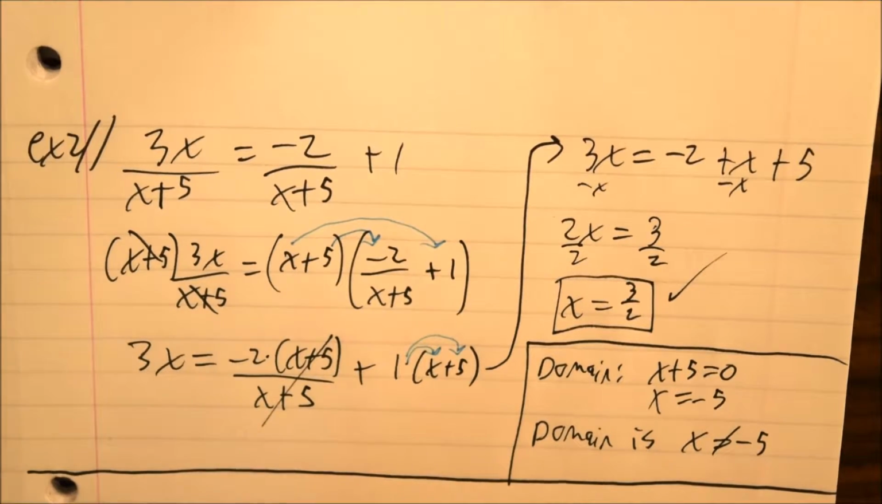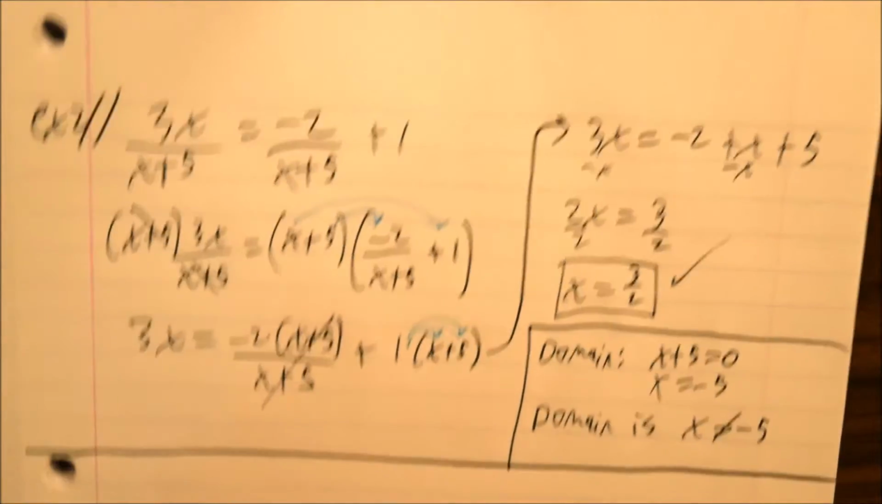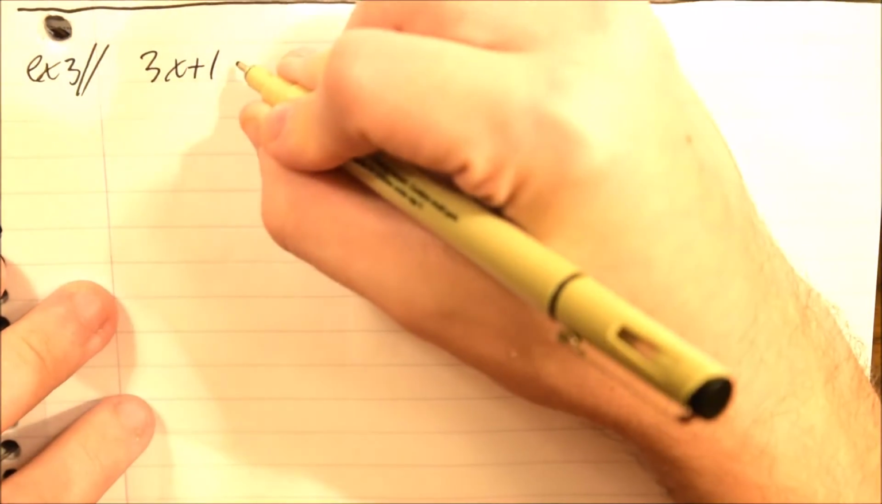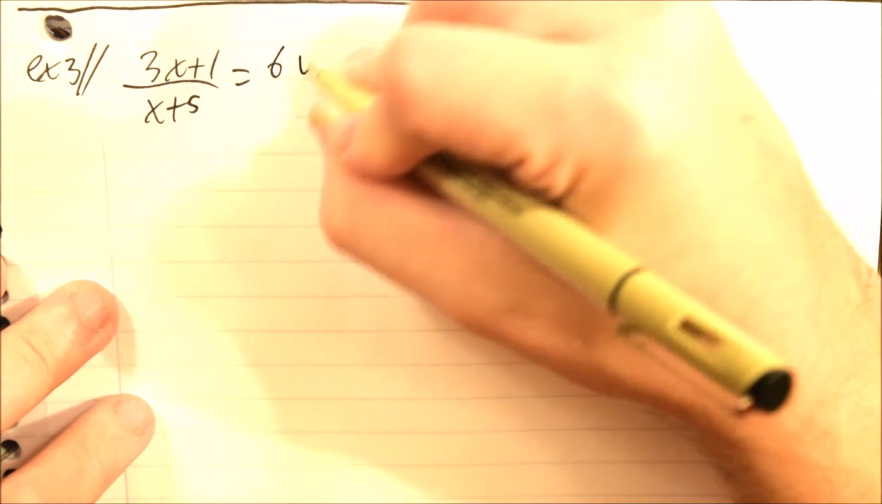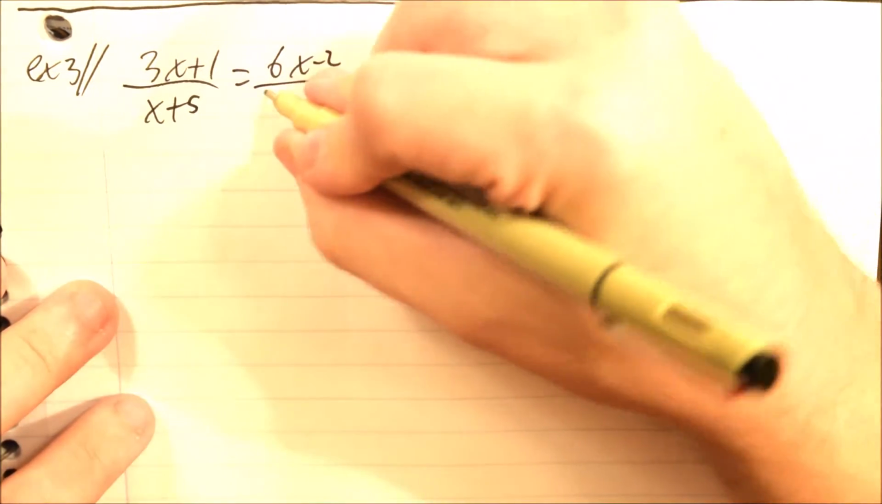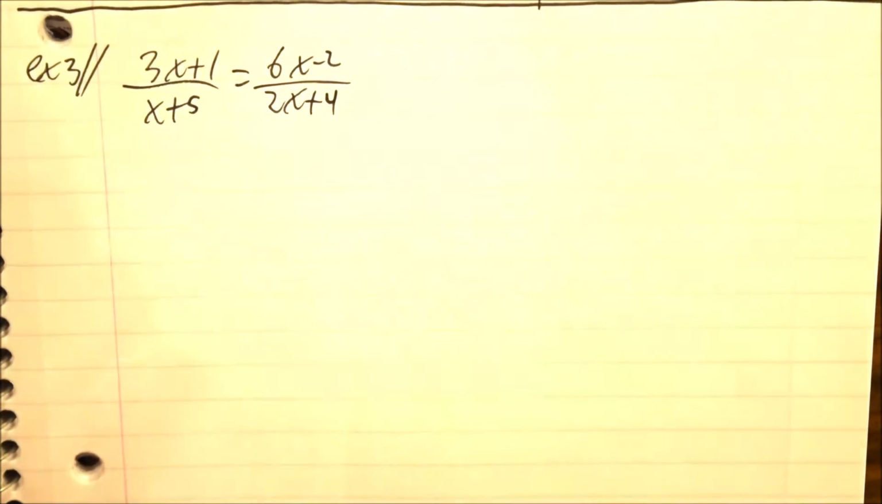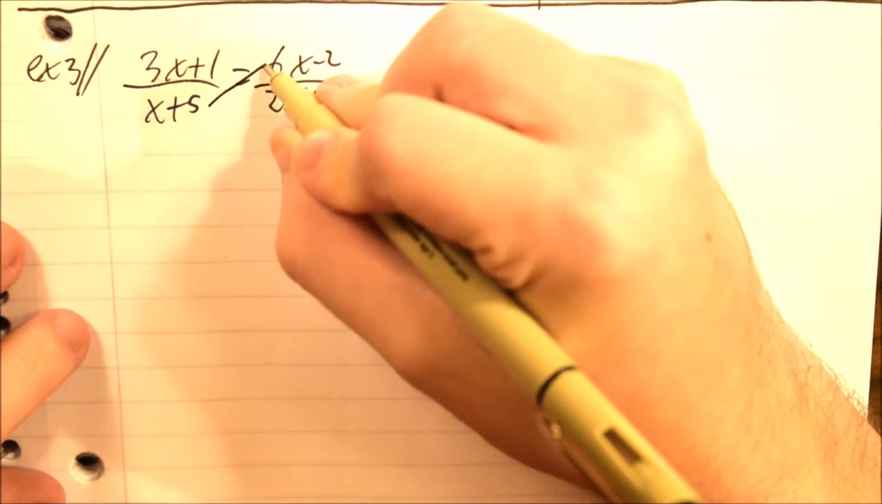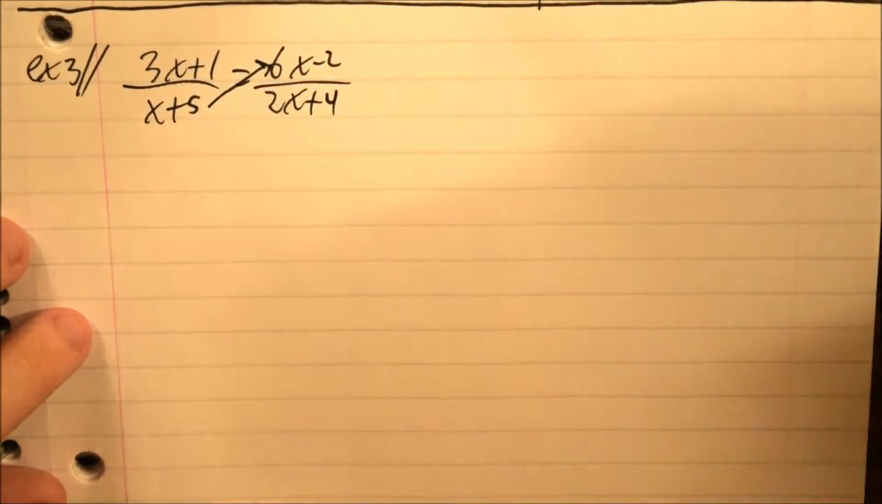Alrighty, let's look at another example. This is going to be example number 3. Let's look at 3x plus 1 over x plus 5 equal to 6x minus 2 over 2x plus 4. Now, this is an example of where I can just cross multiply. So what that means is I'm going to take this denominator, multiply it by that numerator, and take this denominator, multiply it by this numerator.